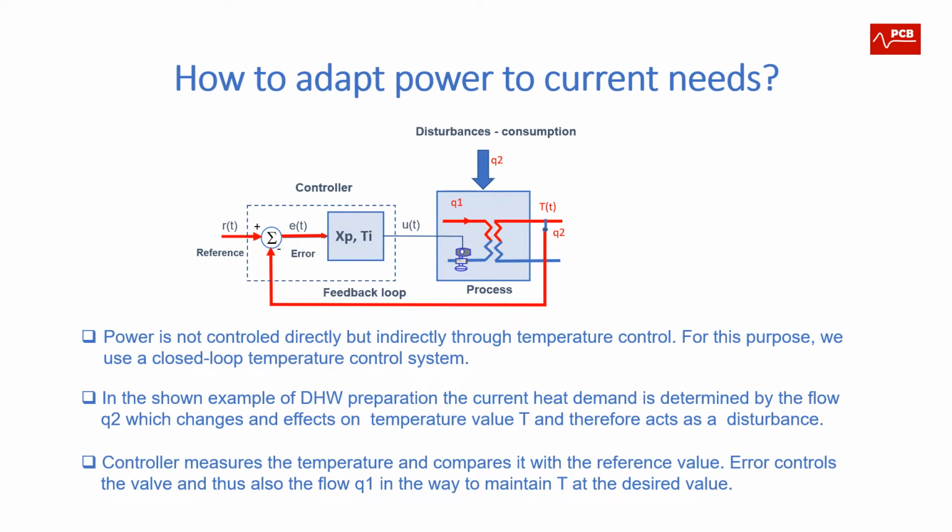So the control process goes in this way. The controller measures the temperature and compares it with the reference value. The error controls the valve and thereby also the flow on the primary side, in a way that maintains the desired value on the secondary side.